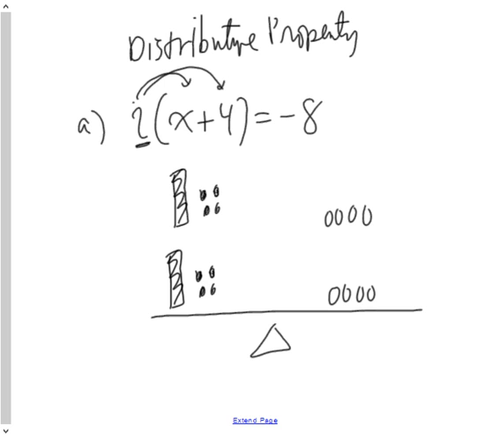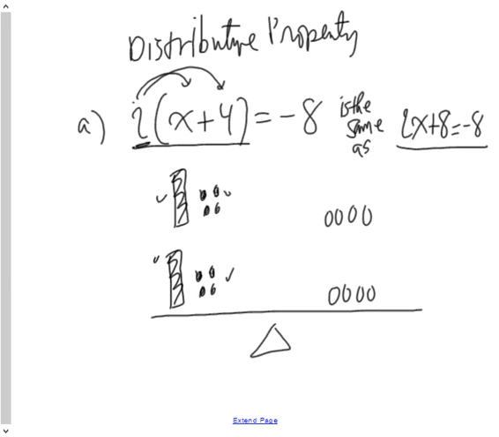So effectively, what this picture is showing us is the same as 2 x's, which are here and here, plus 8, which is 4 here and 4 here, is the same thing as -8. So this equation and this equation mean the same thing. All right, so what we would do in a modeling situation, if we had 2 groups of x + 4 equals -8, I would add negative 8 to this side, and I would add negative 8 to this side, and I would create 0 pairs here.